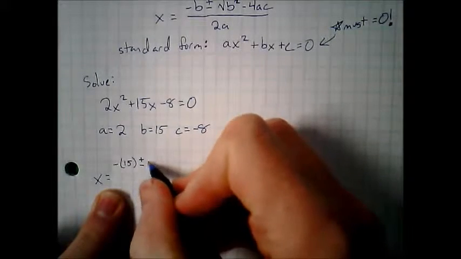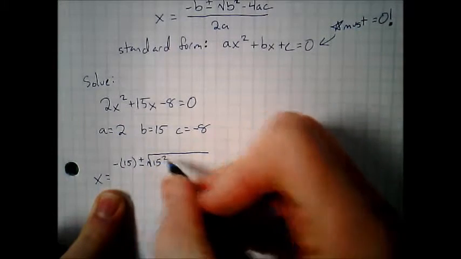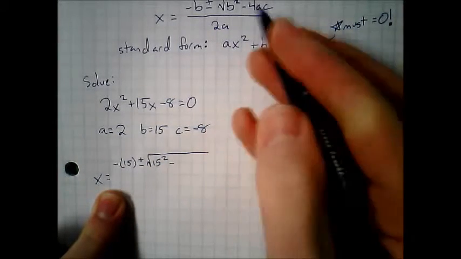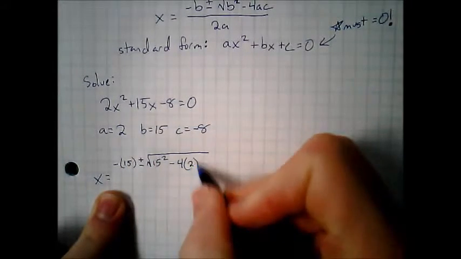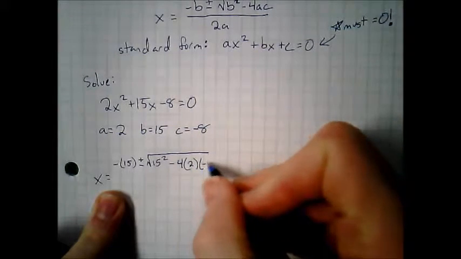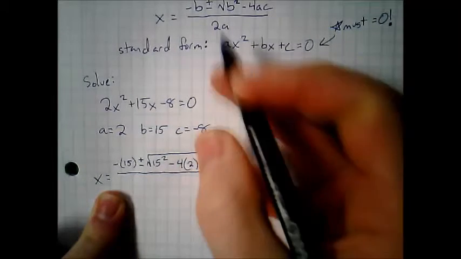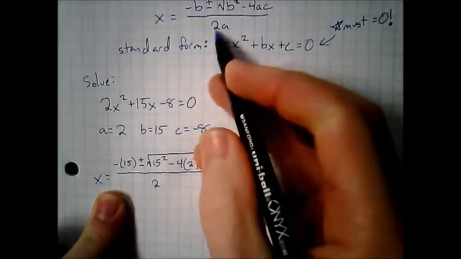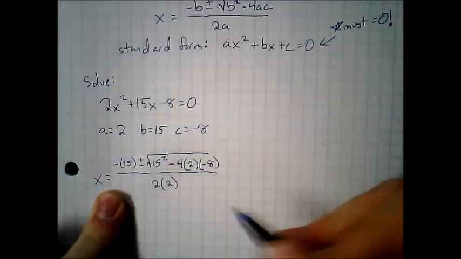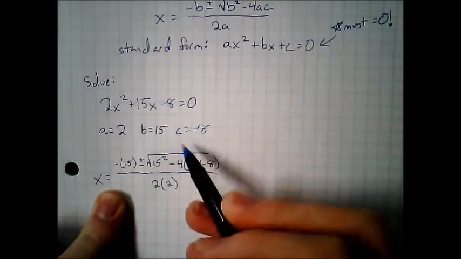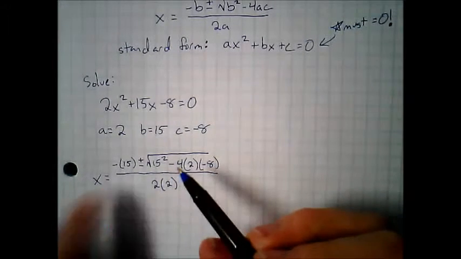The square root of b squared, so we're going to do 15 squared, minus, because it's part of the formula, 4, because it's part of the formula, times our a value, which is 2, times our c value, which is negative 8. And we can't forget that we're dividing this whole quantity by 2 times our a value. So 2, because it's part of the formula, times the 2 that our a equals. Okay, so that wasn't too bad. We just substituted in our values, took our time, into our formula. Now what we need to do here is be careful.